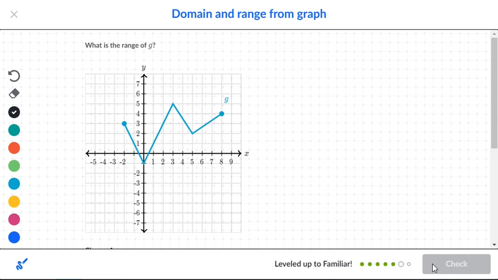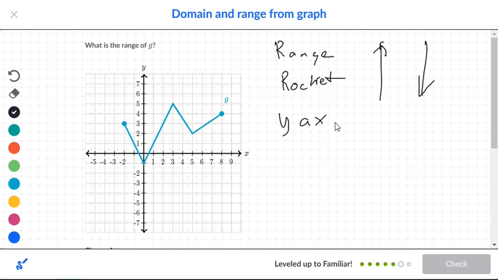Okay, next one is your range. So let's talk about range here. So range, okay, we're going to think of a rocket. And again, rockets go up and rockets go down. So this is the y-axis. So we're more concerned with the height of it. You know, how low is it? How high is it? So right here, this is at a negative 1.